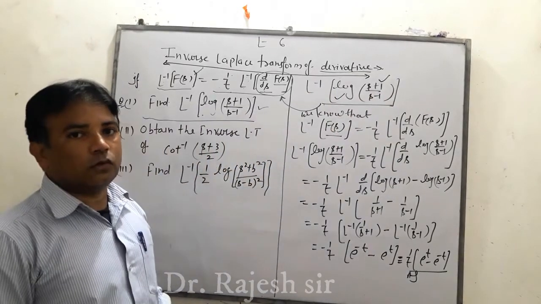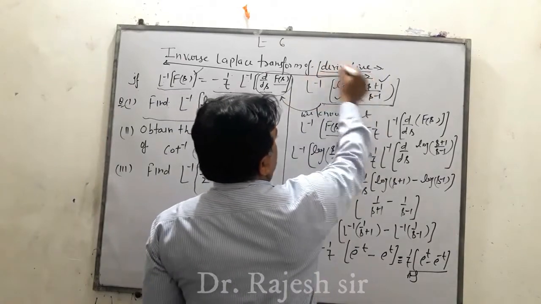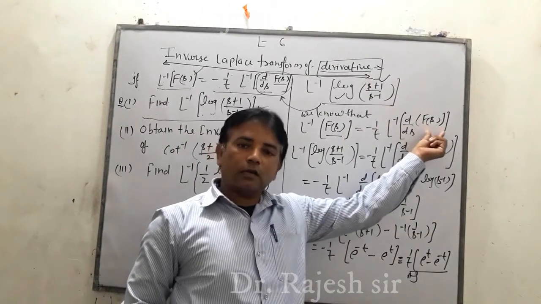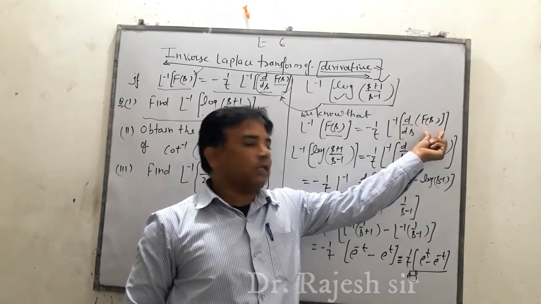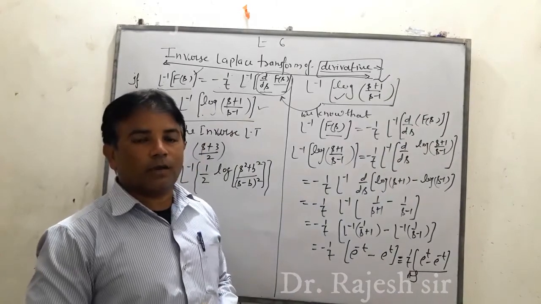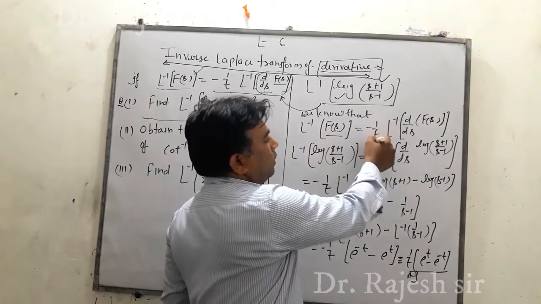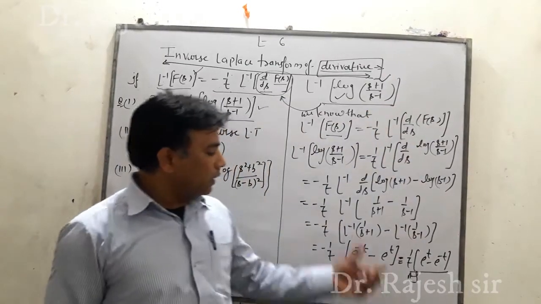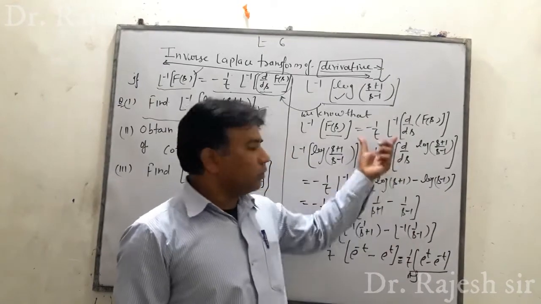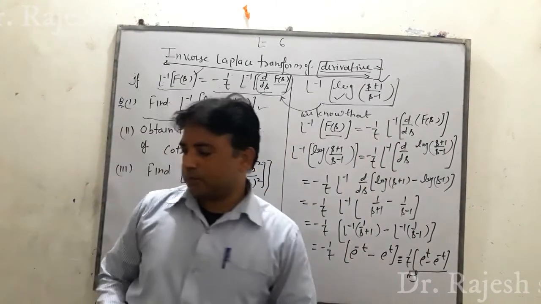There is no other method, so we use the derivative method. We first differentiate this function with respect to s, and after that take the inverse Laplace transform, using only the formula with minus 1 upon t. You can understand easily; these are most important questions for this series. Please have a look.